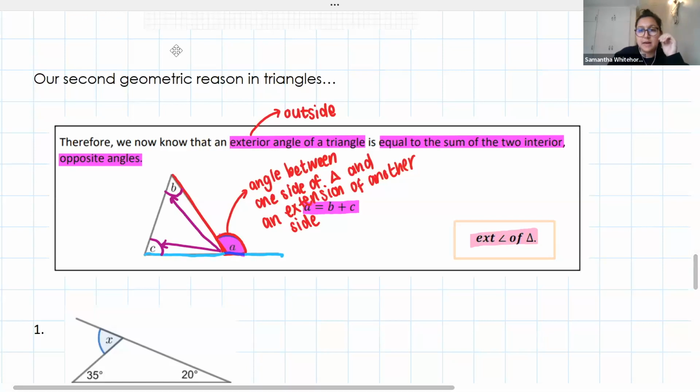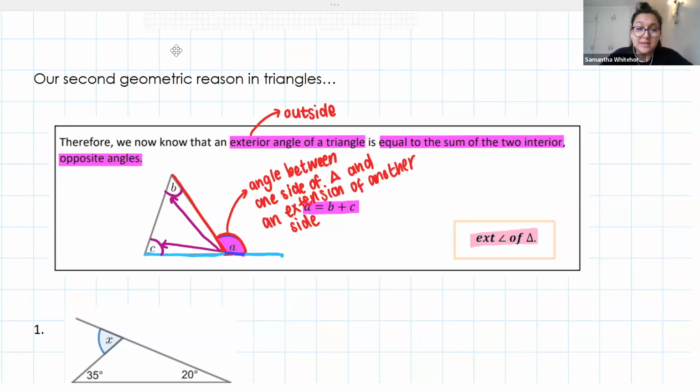So I'm going to say this again. An exterior angle of a triangle, so the angle in between one side of my triangle and an extension of another side, will be equal to the sum of the two opposite interior angles. So if we add the two opposite angles inside the triangle together, we will get the angle that is outside the triangle on the opposite side.